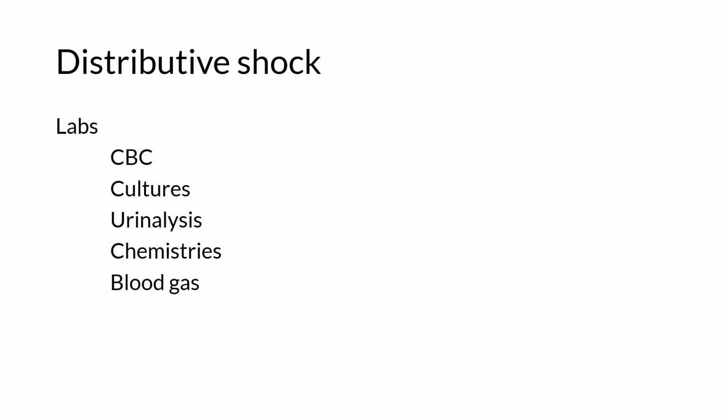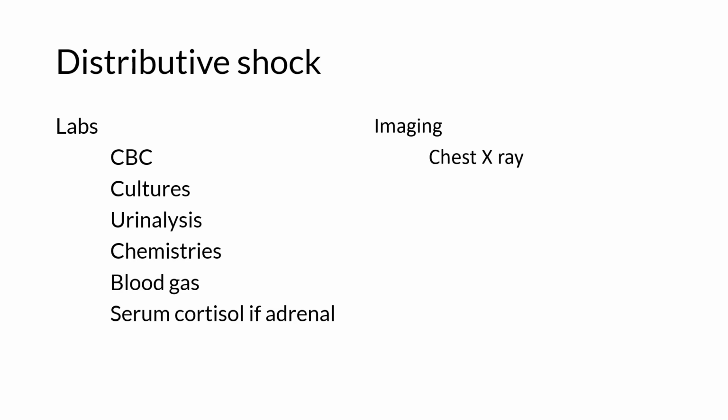In addition to the standard labs, patients in distributive shock, particularly those with septic shock, should have cultures drawn along with a urinalysis. If adrenal insufficiency is suspected, a serum cortisol might be helpful. Imaging may be helpful in determining a source of infection. Chest X-ray is standard, but CT scanning or ultrasound may be necessary.